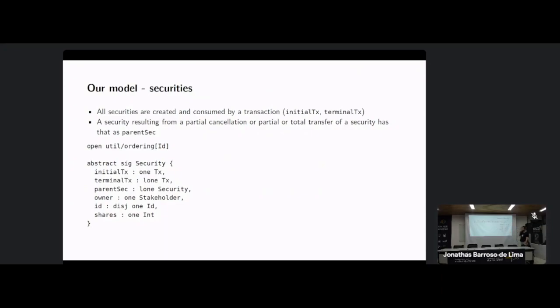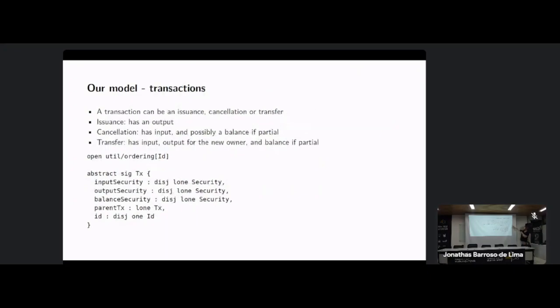There's something in the model which is we don't actually transfer security. So if I have a certificate that says I own 100 shares in Microsoft, if I transfer it to my professor Anna, then I destroy my certificate and I create a new one for her in my model. So every security lives between two transactions, which is very similar to how many cryptocurrencies blockchains work. And the transaction side looks like this.